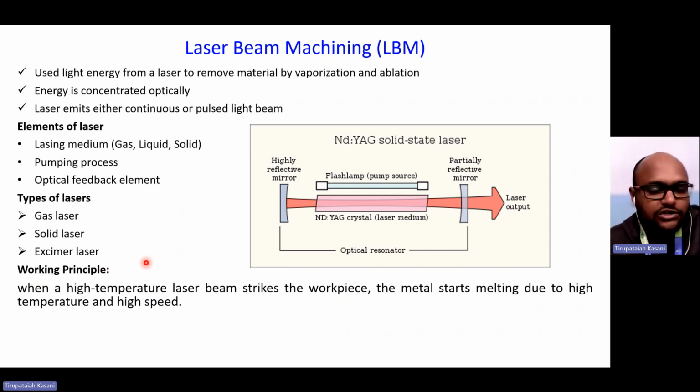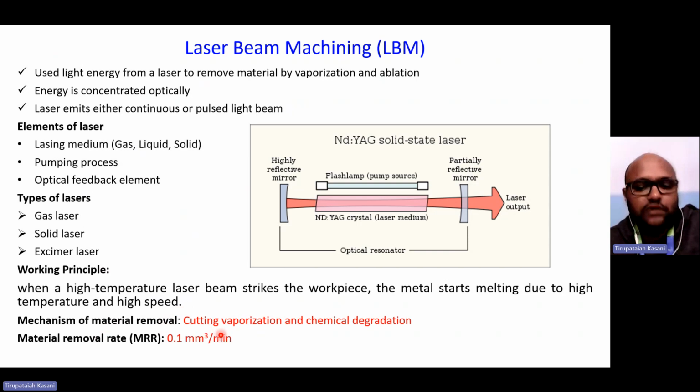The working principle is that when a high temperature laser beam strikes the workpiece, the metal starts melting due to high temperature and high speed, due to conversion of the kinetic energy into thermal energy. The mechanism of material removal is melting, vaporization, and chemical degradation, actually, not cutting. The material removal rate is 0.1 mm cube per minute.